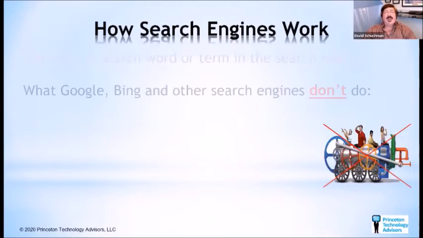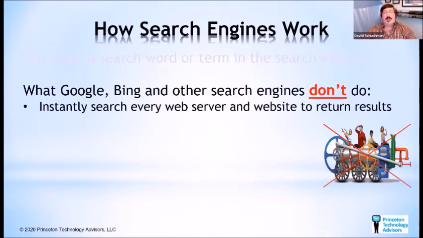get a list. This is not how websites work. A lot of people think this is the way it works, but this is not how it works. It is not the case that Google will then instantly search every web server, every website around the world, try and figure out which one or ones are most relevant to the term that you put in, then figure out which ones are close enough that it's worth their while to show you.